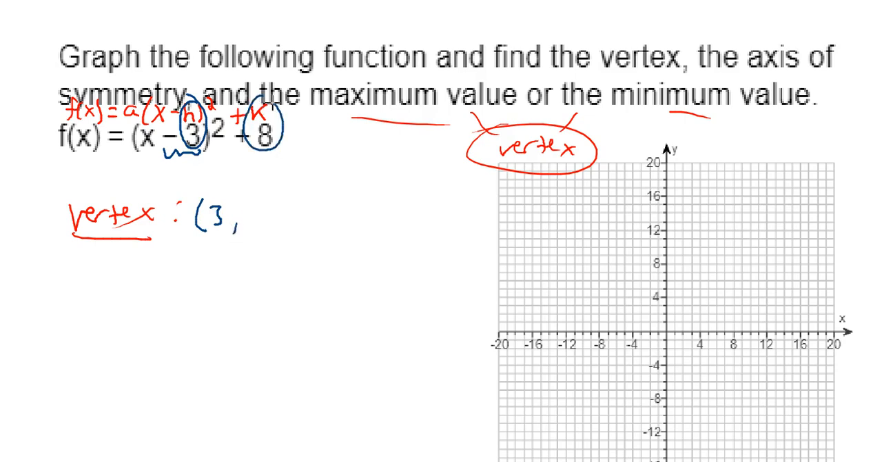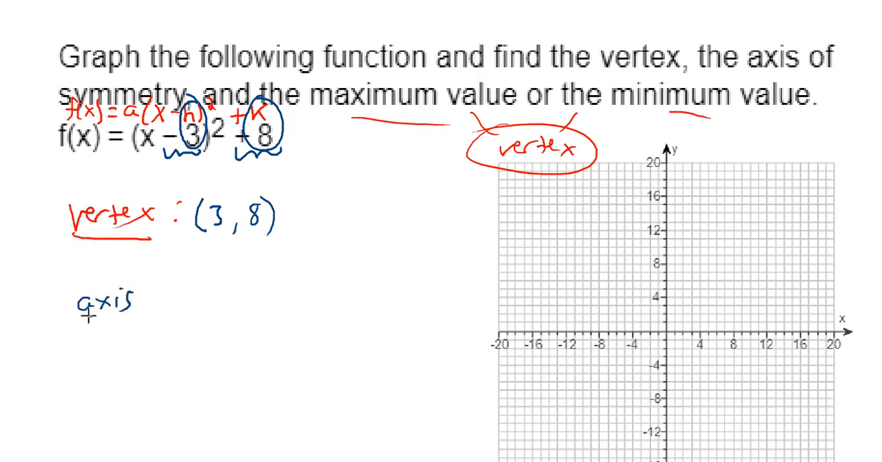And here we have 8 matching up with k. And for k, it keeps the same sign of the number that is here, right? There's a plus sign in front of the k, so there's no crazy negative sign stuff going on. k just is the number that you see over here on the end of the function. It's positive 8. So my vertex is at 3, 8 in this case.